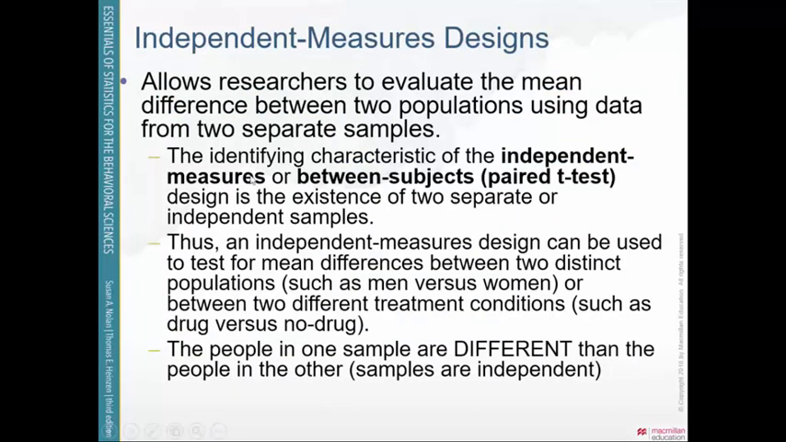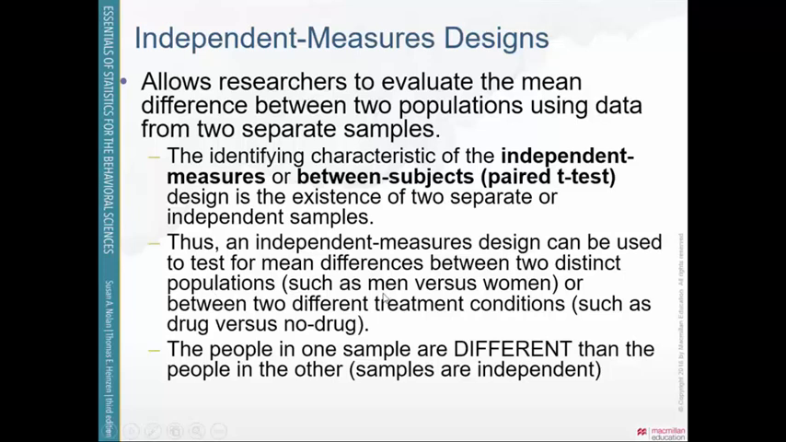So an independent measures design or an independent t-test allows us to evaluate mean differences using two separate samples, and that's the key. So an independent measures design has two separate or independent samples that nobody who's in one sample would also be in the other sample. This is different than our paired t-test, where everybody in one sample is the same as everybody in the other. So an independent measures design can be used to look at differences between two totally different populations.